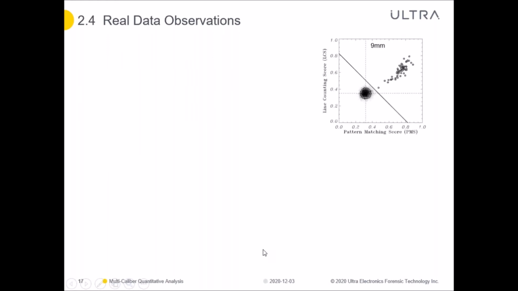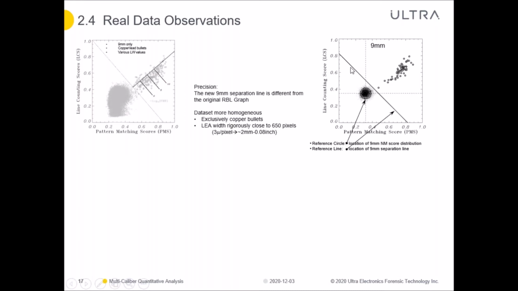Now, let's start with our reference dataset, 9mm. You probably noticed that we have 2 reference lines right here. We have a reference circle that gives me the location of the non-matching score for my reference dataset. And I have this line right here that tells me the location of the separation line for my reference 9mm dataset. You probably observed that the separation line is slightly different from the one we presented at the first webinar.